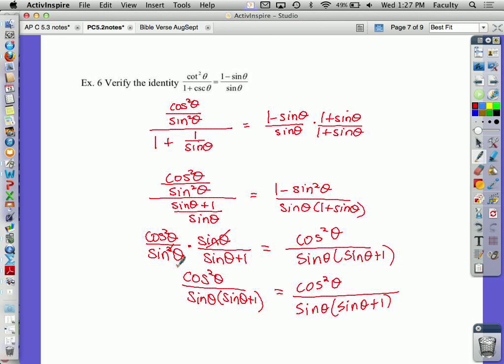So, you can work one side to look like the other side. You may also work both sides until they look the same. Either is okay. All right, any questions on these first 6? All right, because when I'm done with this, we'll talk about some common errors I'm seeing in terms of what we're trying to do.